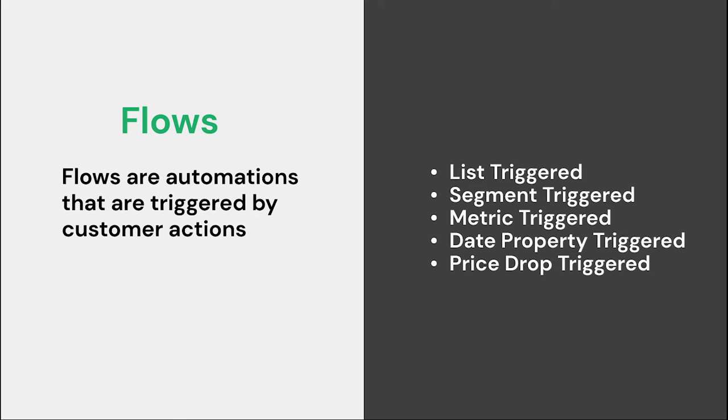When a user subscribes to a list, when a subscriber meets the criteria to be added to a dynamic segment, based on a metric or event such as placed order, fulfilled order, or other metrics within your account, based around a specific date property such as a birthday, or when a product price drops on a product viewed by the subscriber.